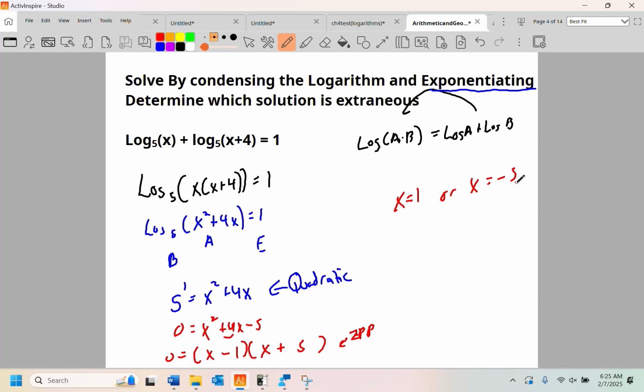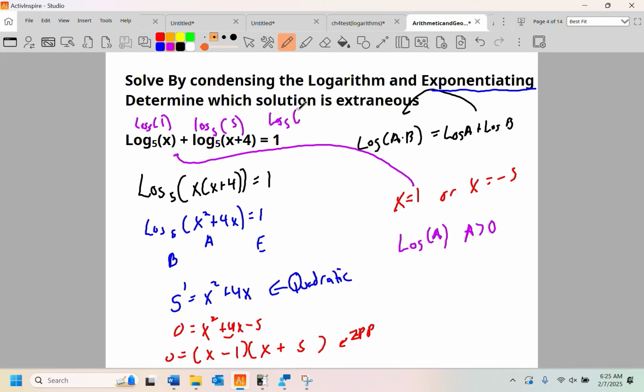Now, which one is real? If you have a logarithm, argument a, the argument must be bigger than 0. If I plug 1 in there, I have a log base 5 of 1 and a log base 5 of 5. And this is okay. It's 100% okay. In fact, look what it does. Because of our ability to merge, it creates a log base 5 of 1 times 5, which is log base 5 of 5, which is 1, which equals 1. So it works perfectly. It's the correct answer. Some of you guys will get that, some of you won't.